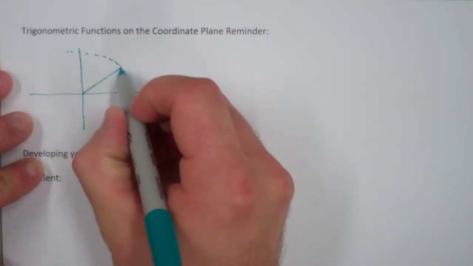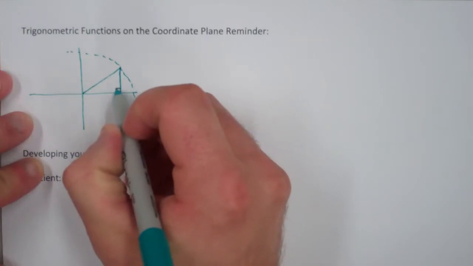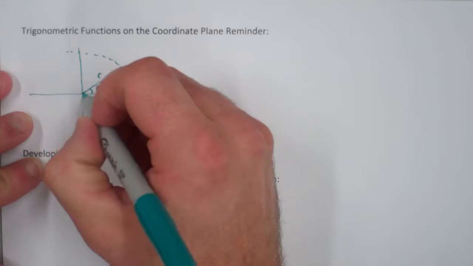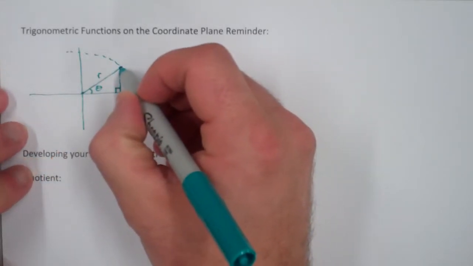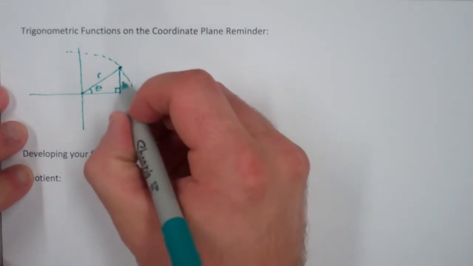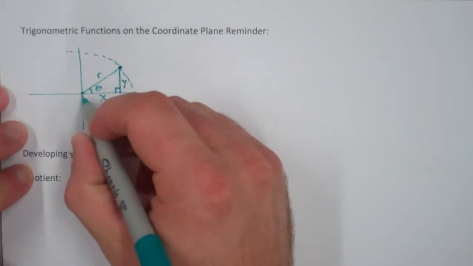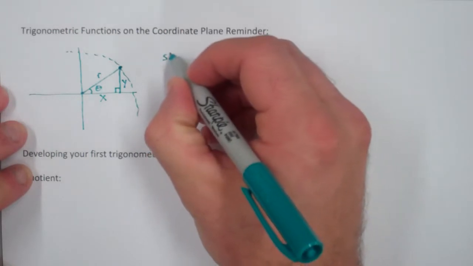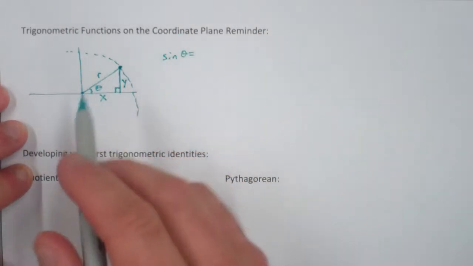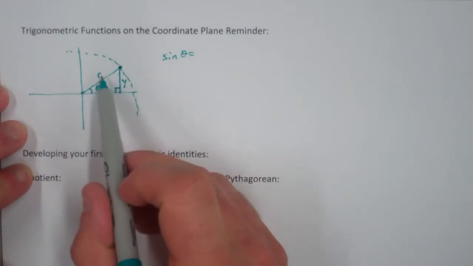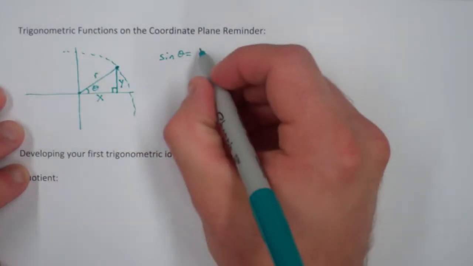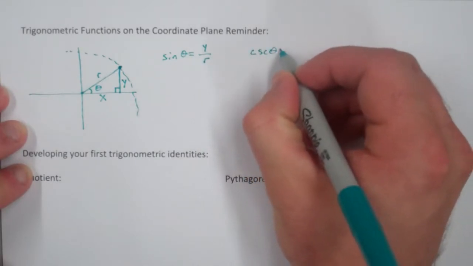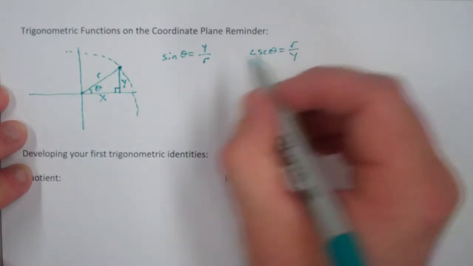And if I draw an angle in standard position, create a reference triangle out of it, I'll label this distance from the center to the circle as r. The up and the down is y, and then the left and the right here is x. So we can understand the sine of theta now to be opposite over hypotenuse, or y over r. Also, the cosecant is the reciprocal, so it's r over y.